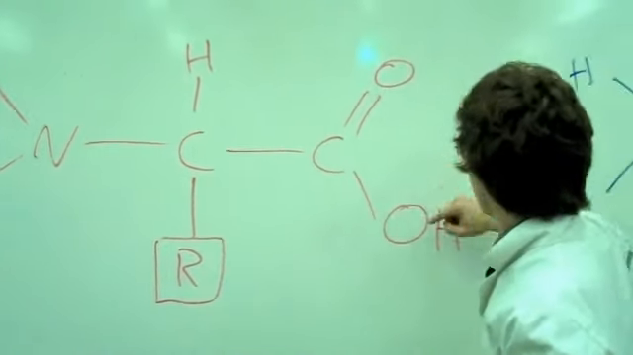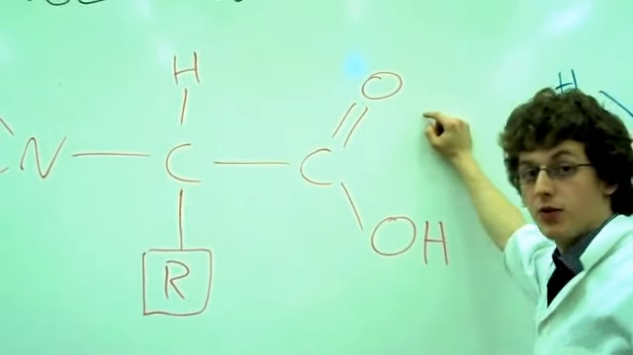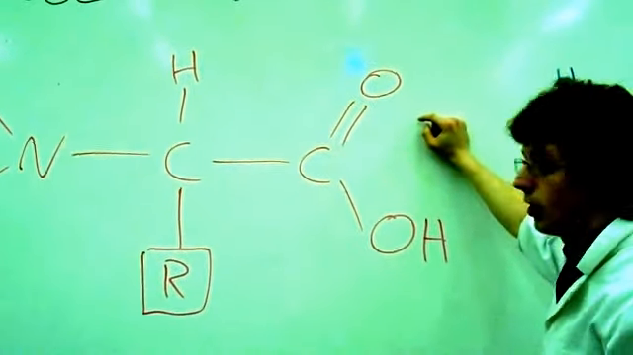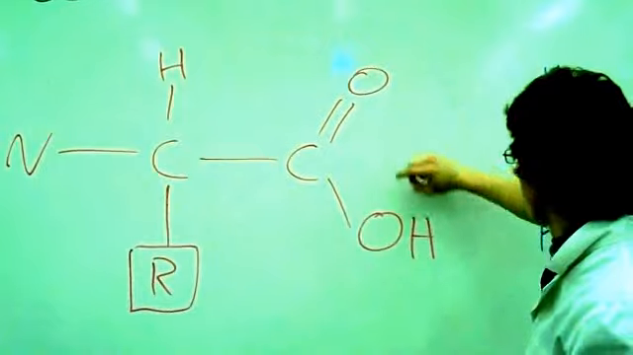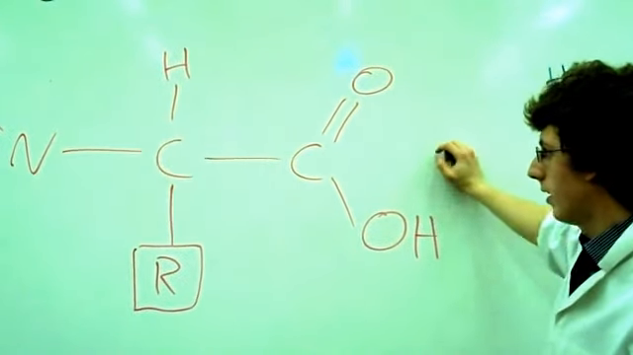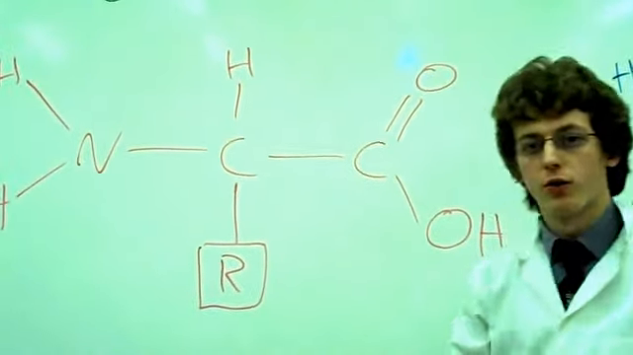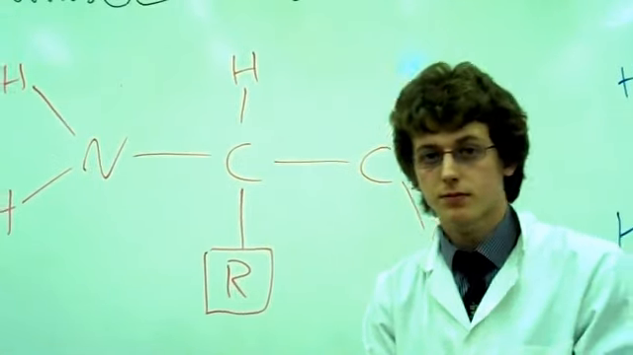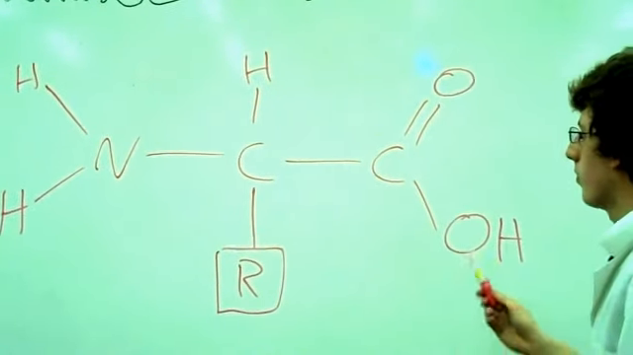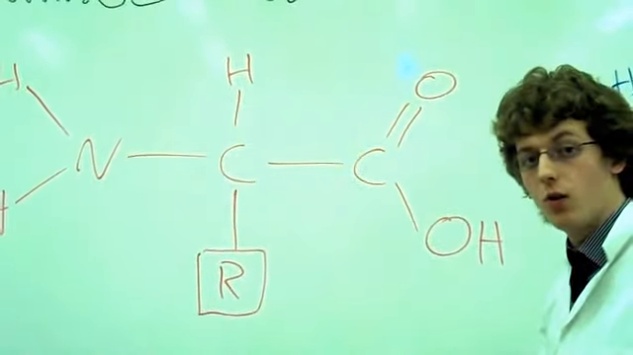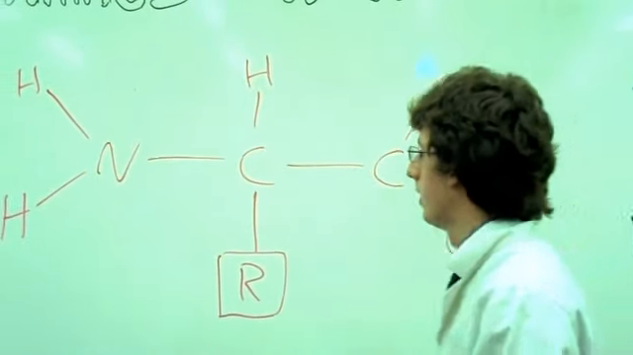Then, on this end, we have our, probably familiar from our other groups video, carboxylic acid group with our C double bond O and then our OH group. And this is the building block for all proteins. Now, this can react either as a base or as an acid.